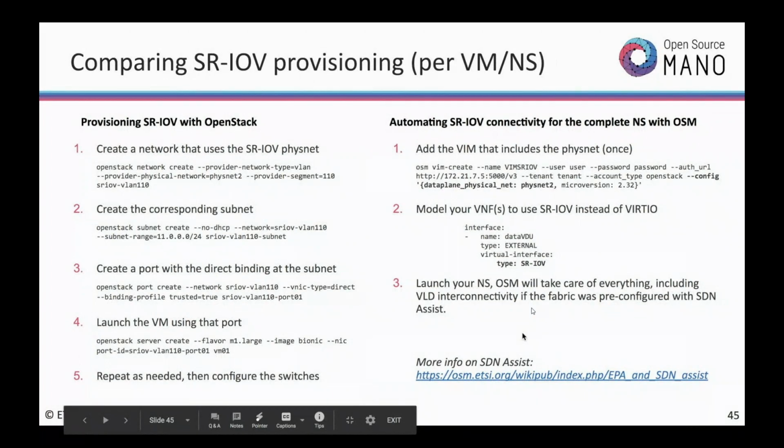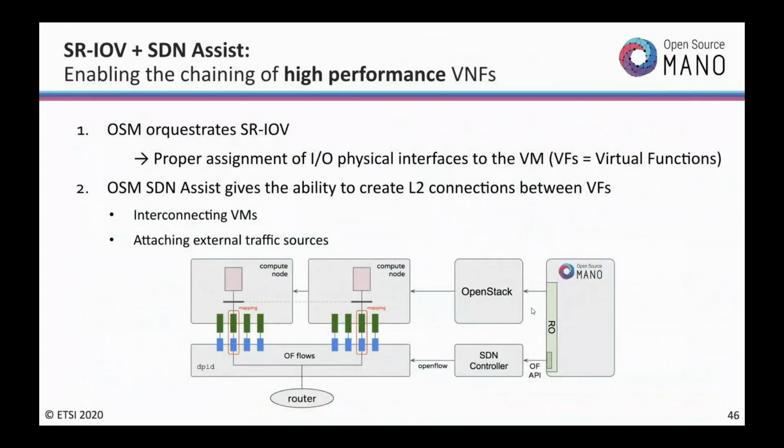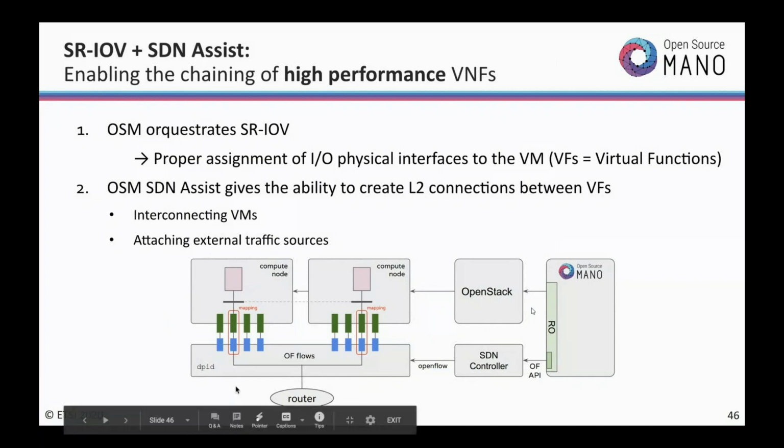So SDN Assist is what the demo we're seeing now is about. What it does is this: whenever you have SR-IOV or pass-through, which is another technique that assigns the full physical interface to the virtual machine, you have a virtual machine here in pink, connected directly to a virtual function, to a NIC, and then you have a switch.